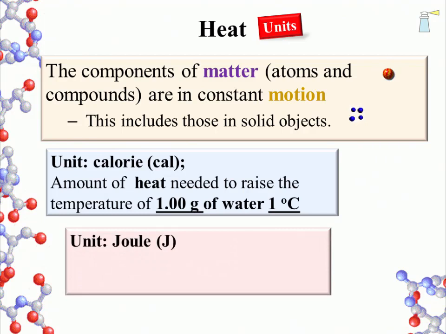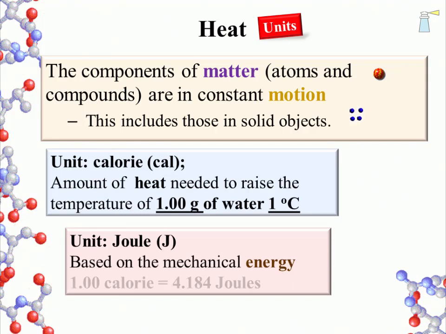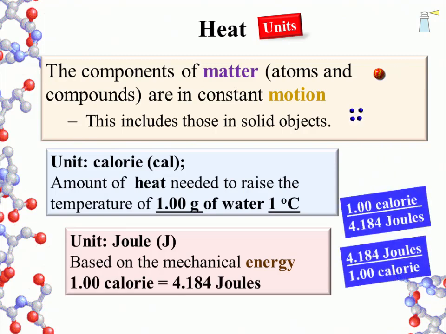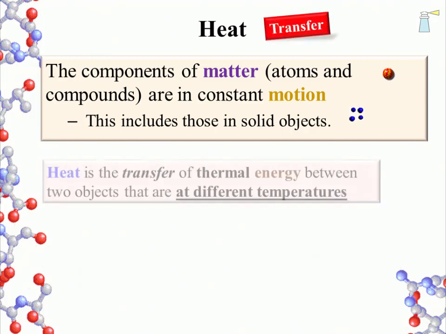It is abbreviated as J. The joule is named after the famous 19th century scientist James Joule. He was able to relate thermal energy to mechanical energy. That was a major discovery. The relationship between calories and joules is 1.00 calorie equals 4.184 joules. This relationship can serve as the basis for unit factors that can be used in conversion between units of calories and joules. Staying with heat.